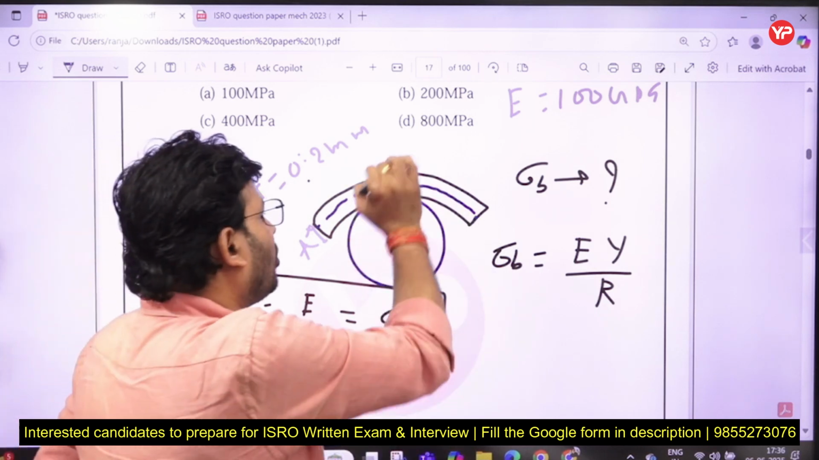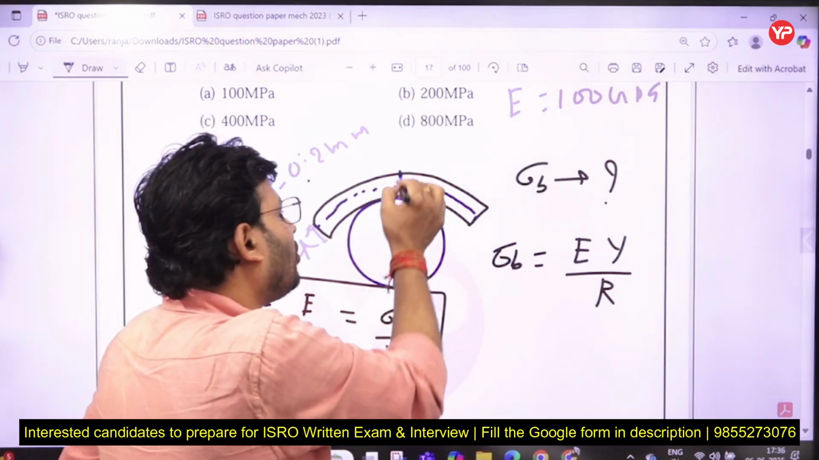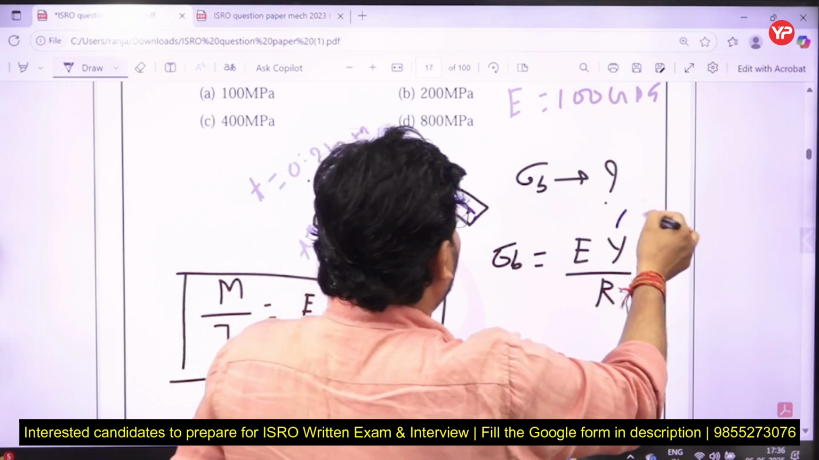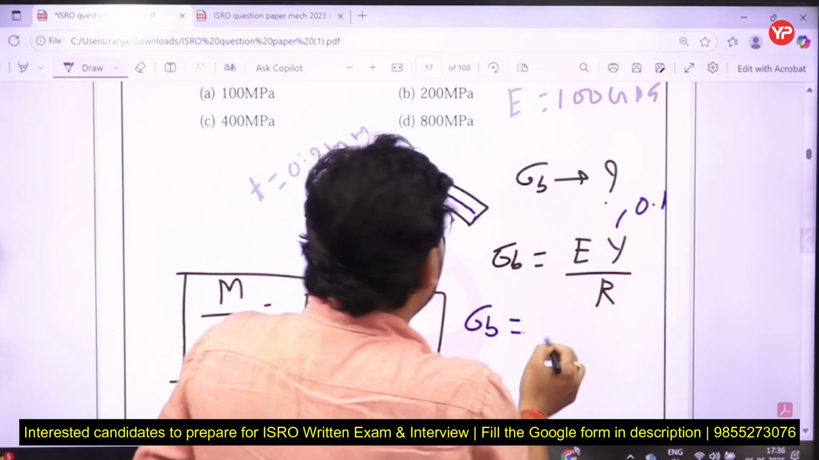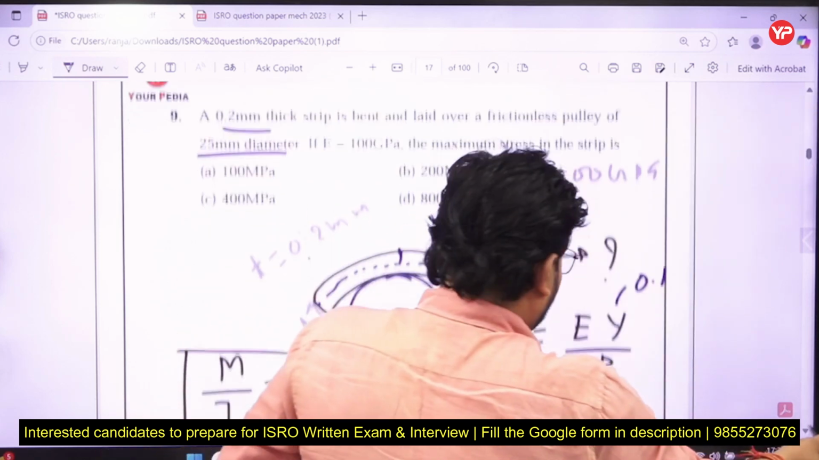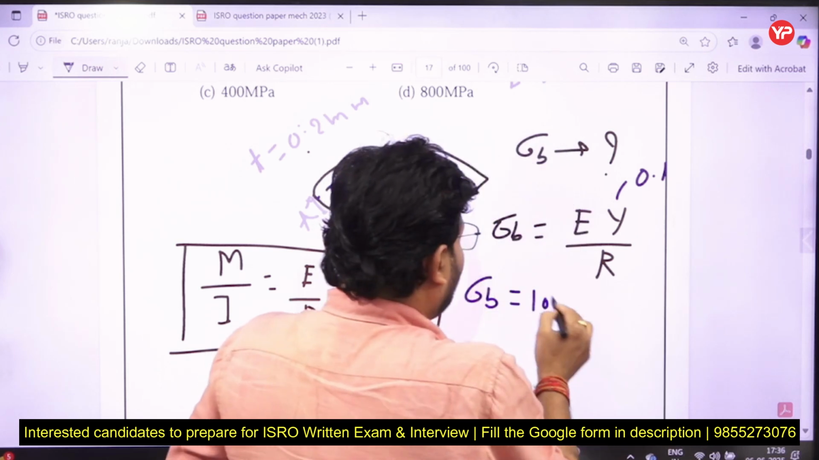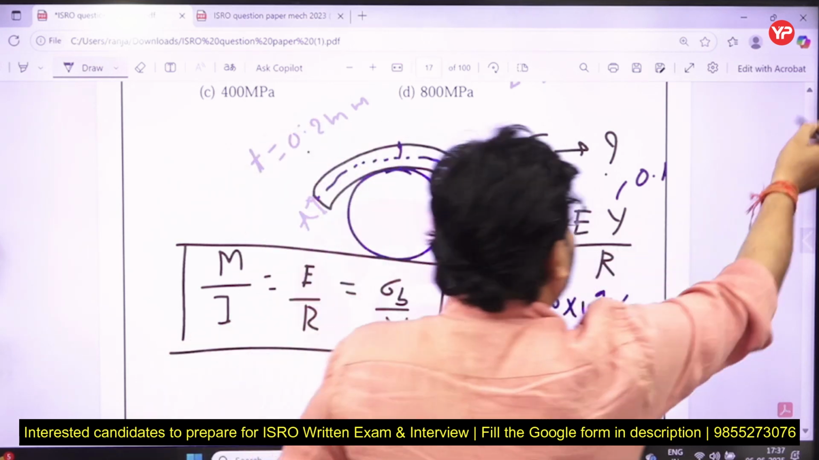Either it is outward or inner, it will be on the outermost fiber. So either there or there. So you can say Y is equal to how much sir? 0.1. Y is equal to 0.1 mm. Just put the value and you will get the answer. Sigma B is coming out to be, E is known, how much sir? 100 giga is given sir. So 100 into 10 to the power 9 into Y. Y is 0.1 na?